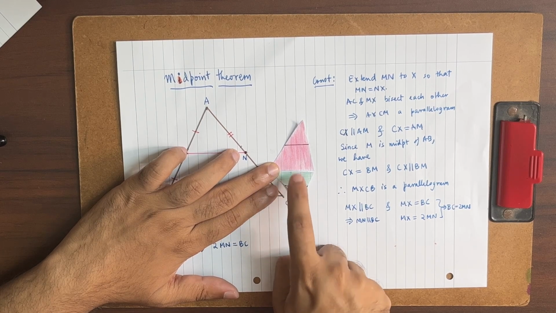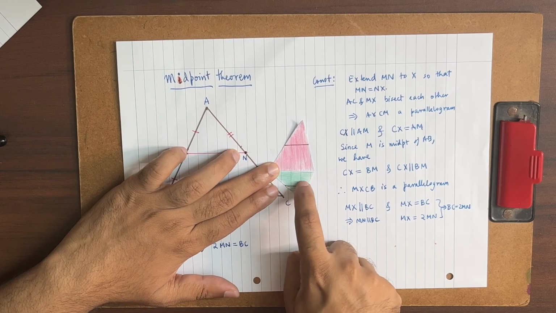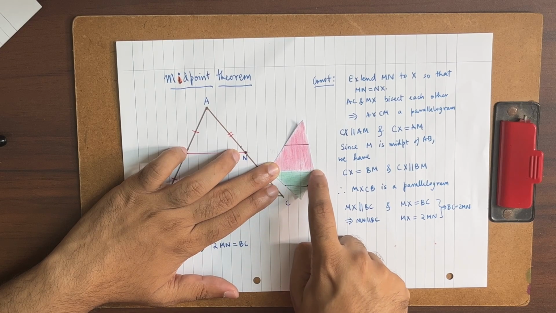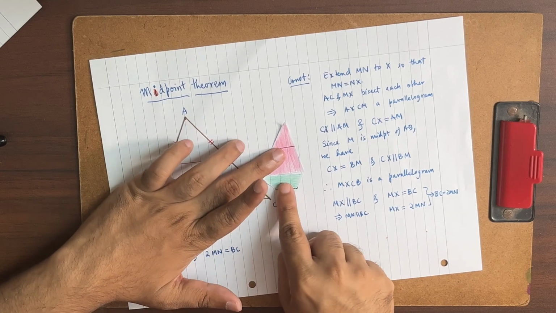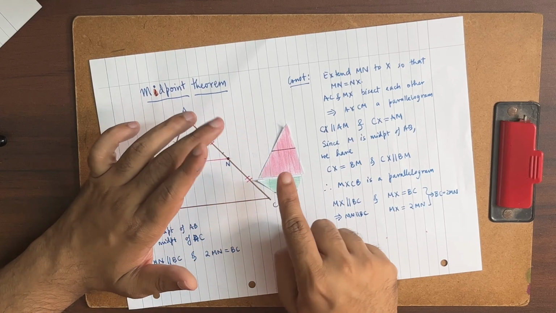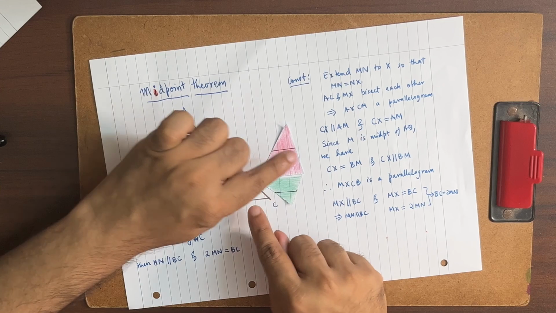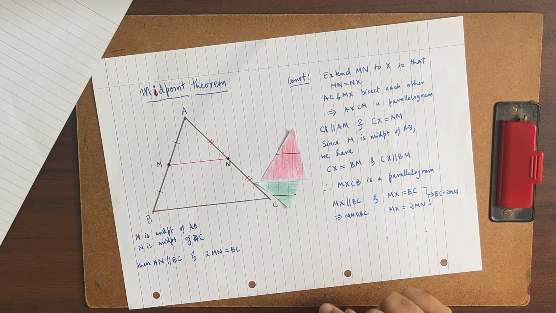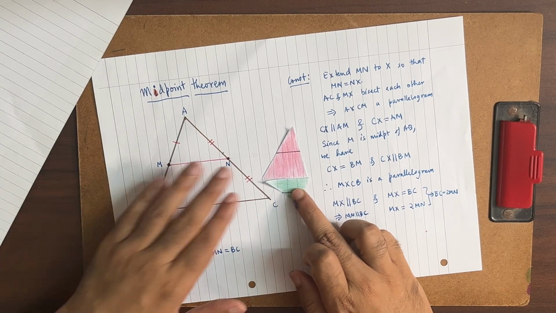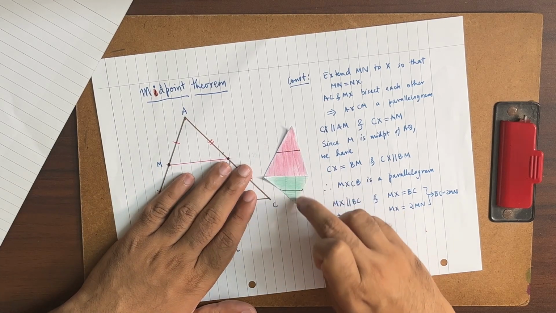So notice both the black lines are half of this base here in the middle, and they're parallel to the base, which means that these two black lines themselves are equal in length and they're parallel. But we know something, right? If you have two line segments that are equal in length and parallel, then the bounding quadrilateral is a parallelogram. So whenever you have this situation, the bounding quadrilateral here is a parallelogram.